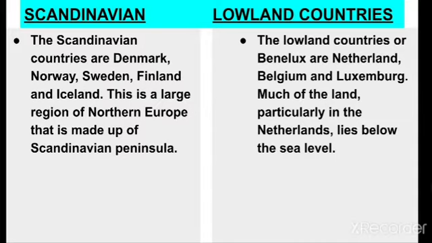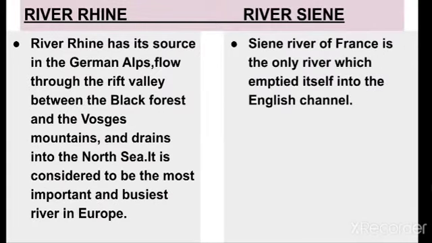In the lowland countries, you will write the lowland countries or Benelux are Netherlands, Belgium and Luxembourg. Much of the land, particularly in the Netherlands, lies below the sea level. Next question, differentiate between river Rhine and river Seine.